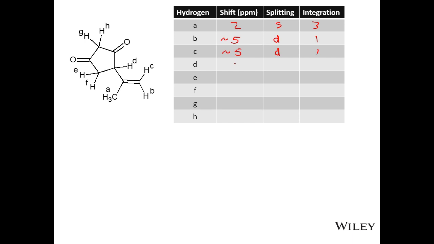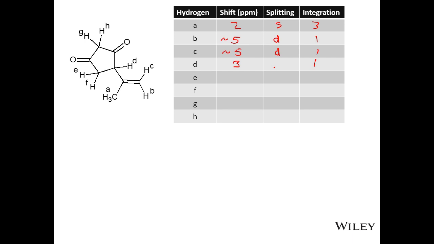D, integration is 1. This is between 2 groups. Remember, the one vinylic group would put this around 2-ish, 2 to 2.5. The fact that it's around a second one moves it up even more, so this would be closer to probably 3 ppm. And now the splitting.